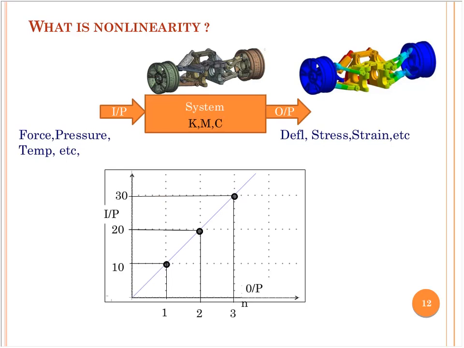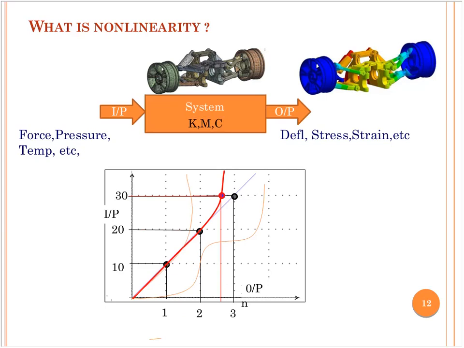For whatever reason, if the relationship breaks, say for example under 30 kg load, instead of the deflection being 3 mm, if the deflection becomes something like 2.8 mm or 3.5 mm, then we break the linearity. This kind of behavior is called nonlinear behavior. A system which exhibits this behavior is called a nonlinear system. In structural analysis, you could take any term as your input and any term as your output. If the relationship is not linear, something like this or like this, then we say the system is a nonlinear system.